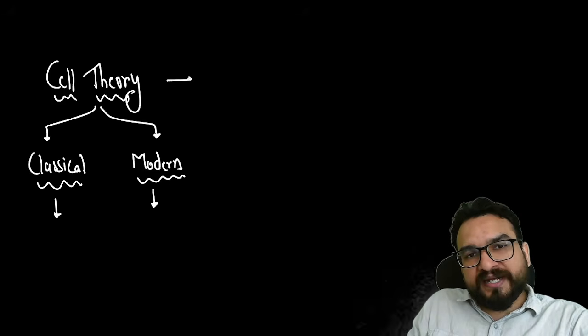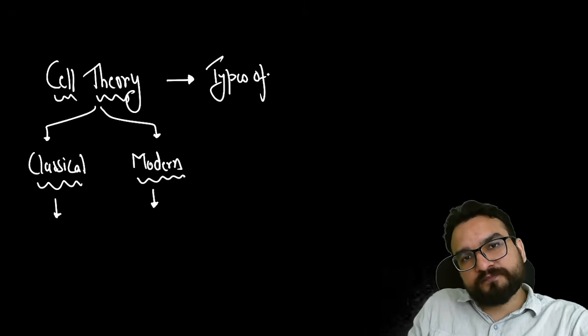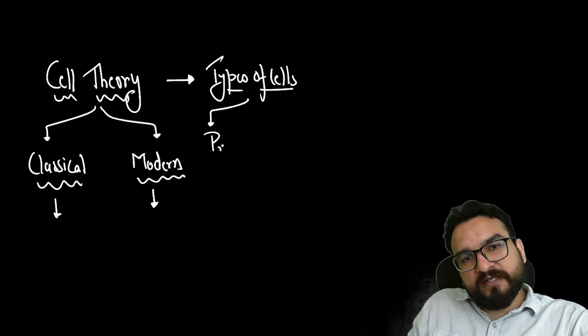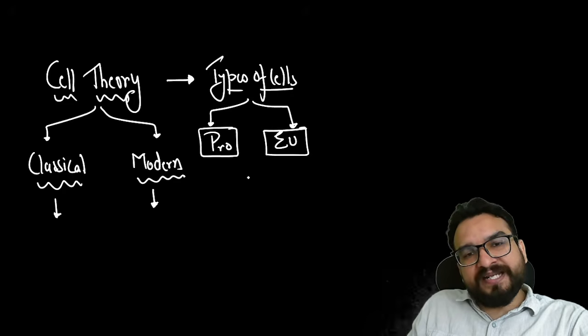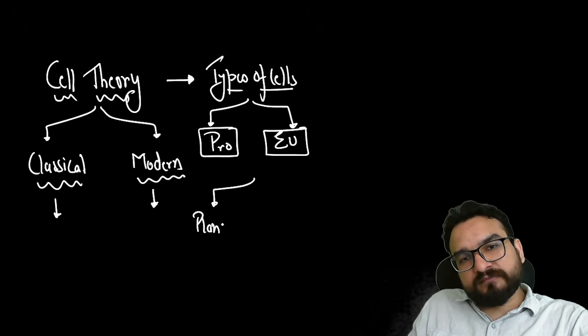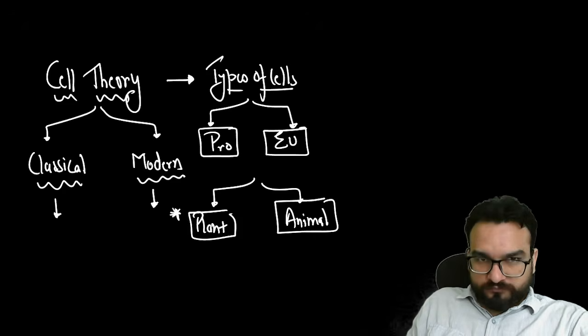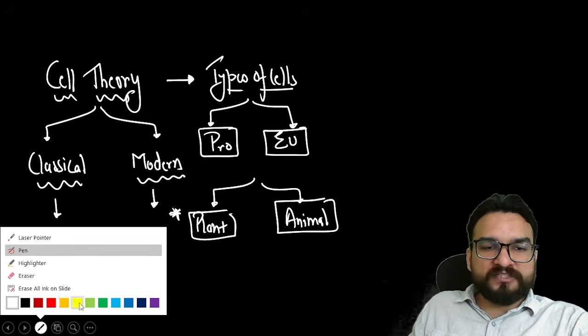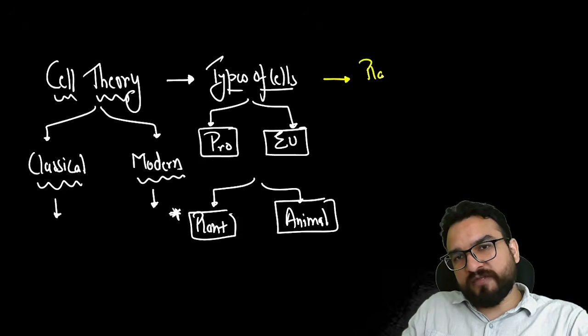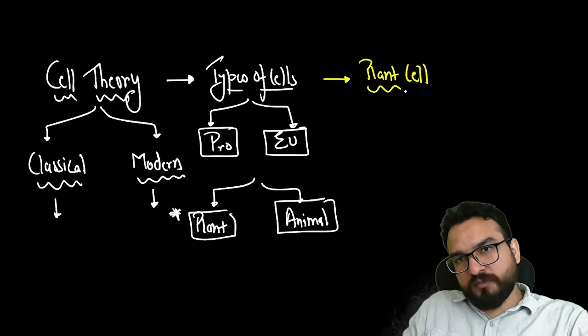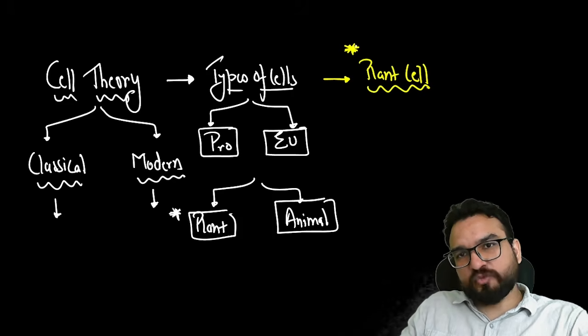We understood that there are 2 different types of cells. So you will understand the types of cells over here, and in this you will understand the difference between a prokaryote and a eukaryote. I will also highlight the difference between a plant cell and an animal cell. And our focus will be entirely on the plant cell. Then we will open up this plant cell. This is the most important thing from where questions will come.